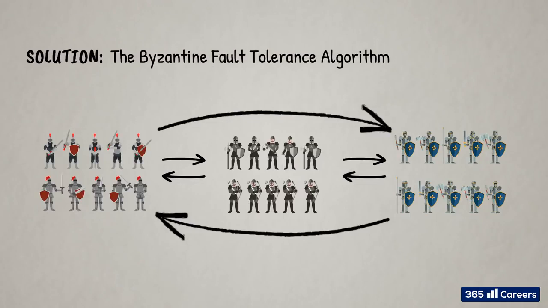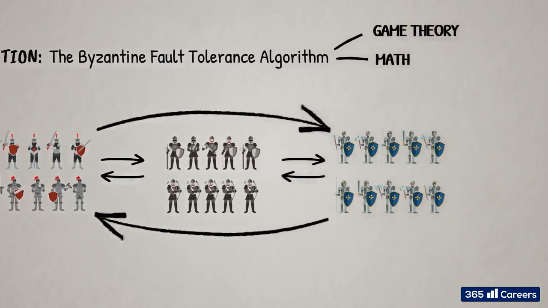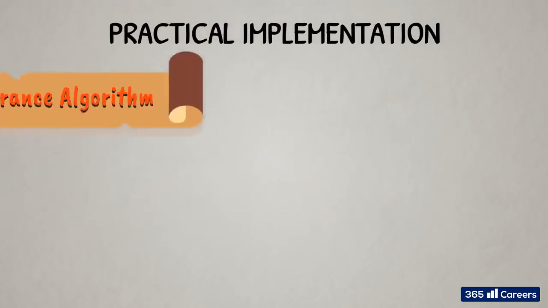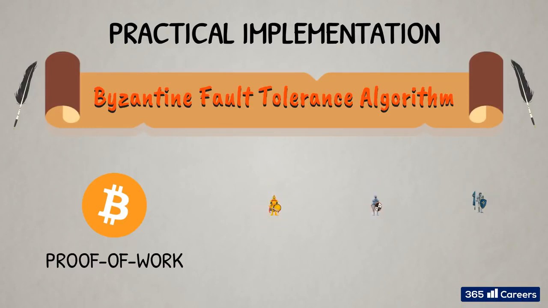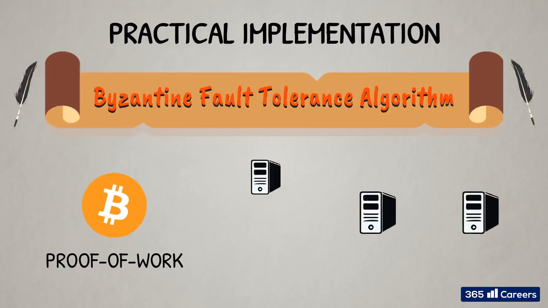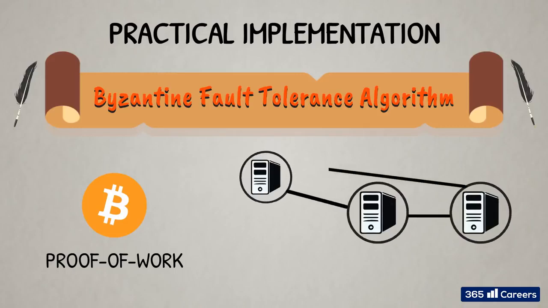It's called the Byzantine fault tolerance algorithm. Over the years, there have been several proposed theoretical solutions involving game theory and math. The first practical implementation of the Byzantine fault tolerance algorithm came with Bitcoin's proof of work. In this case, the generals are nodes on the Bitcoin network, also known as miners. A network node is a connection point that can receive, create, store, and send data across a network. In other words, nodes are the connected dots that make up a network.